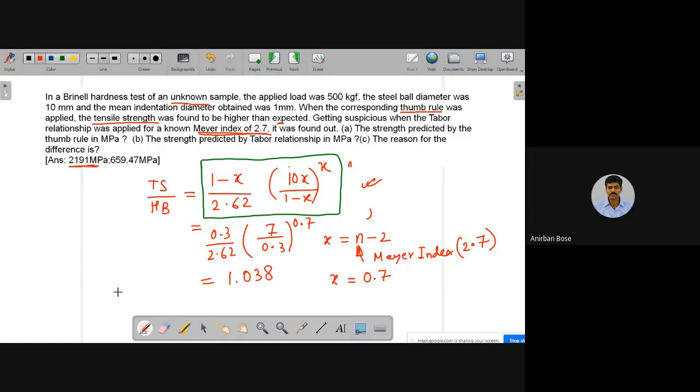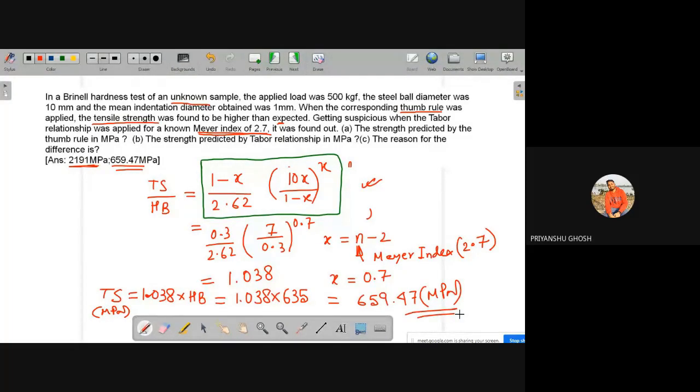So tensile strength is equal to 1.038 multiplied by the Brinell hardness number that we have already calculated, which is around 635. So 1.038 into 635. If you do that, remember your answer will be in megapascal unit, always remember that, and it is coming around 659.47. That is the answer. Please check whether it is coming. Yes. Okay, so this is the first problem.